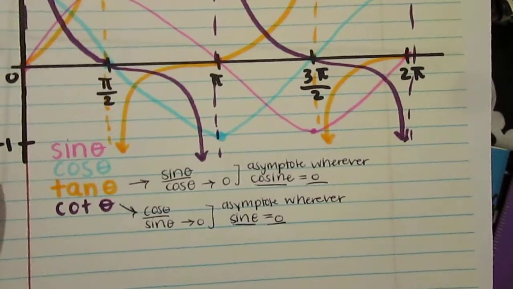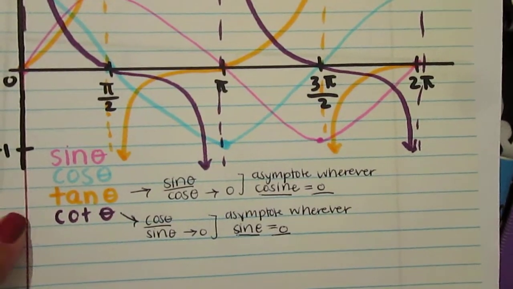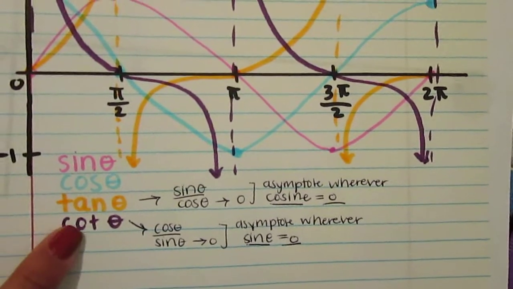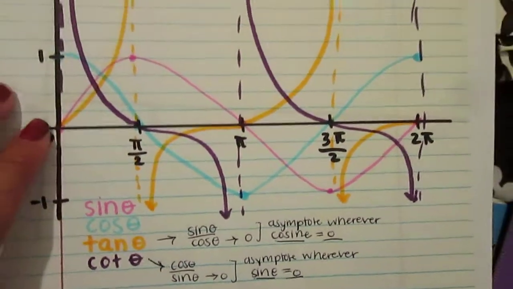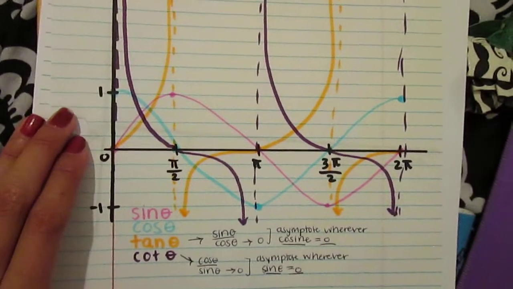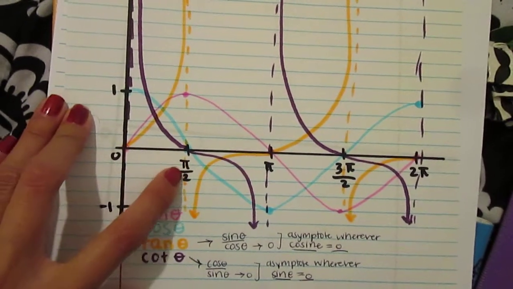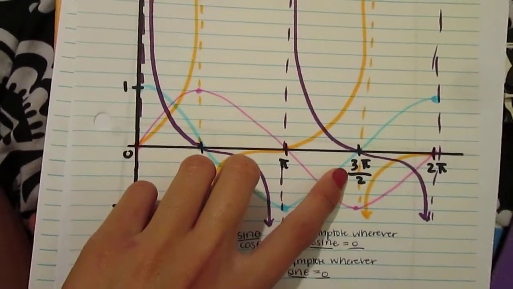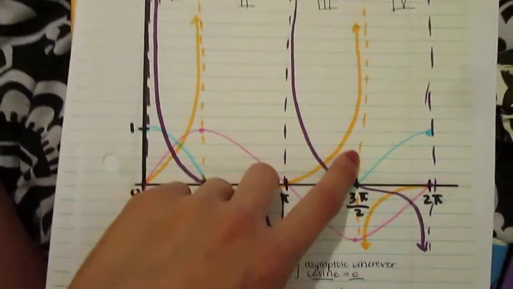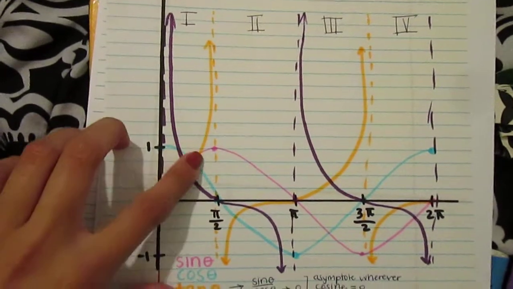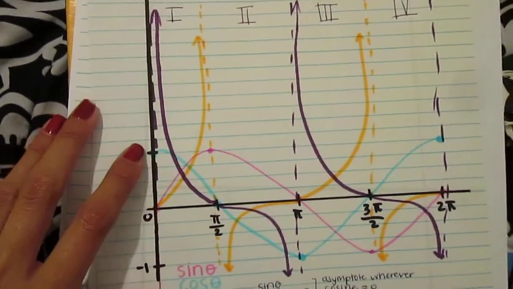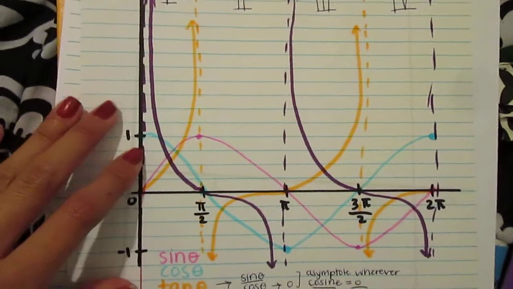Since tangent is sine over cosine, we know that where cosine is 0, there's going to be an asymptote. So we see that in the graph, and where cosine is 0 is at 90 degrees and at 270 degrees. So our asymptotes for tangent are there, and that affects their graphs.